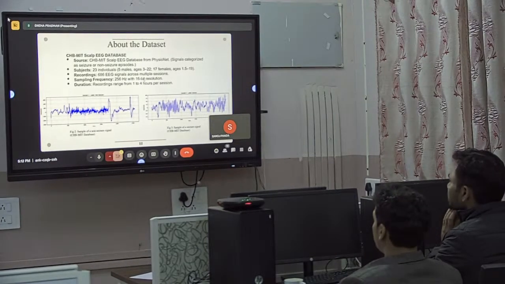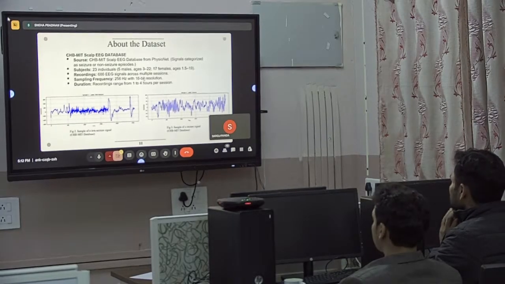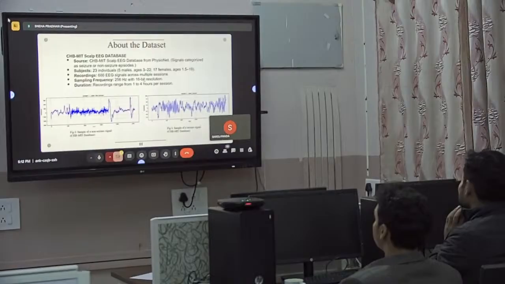As you can see from the images itself, there is some rhythmic burst in figure 3 that depicts our sample data for the seizure event.